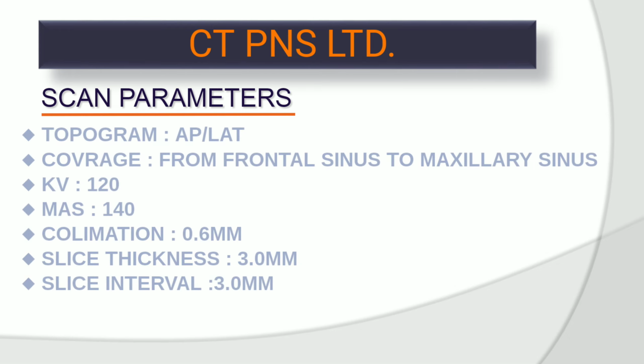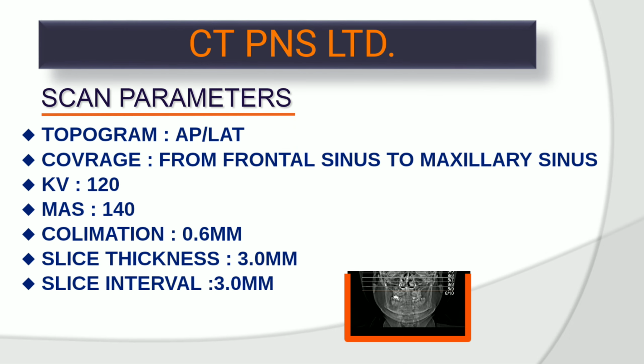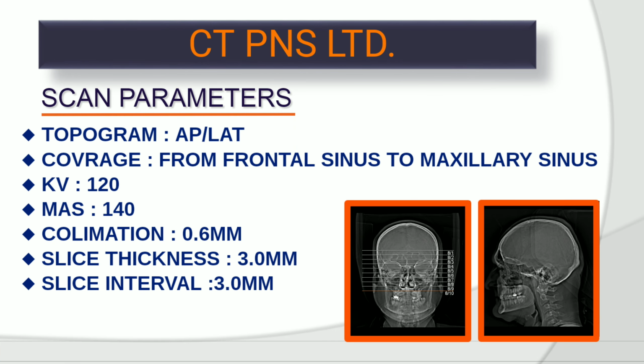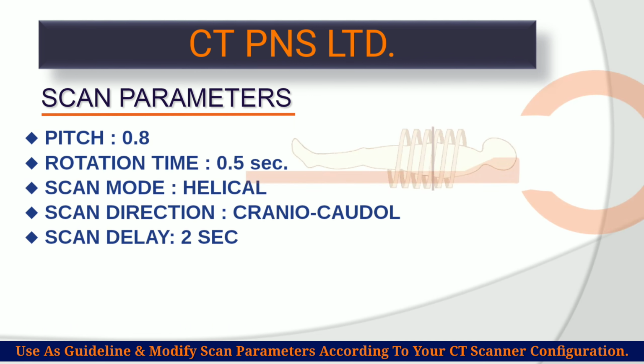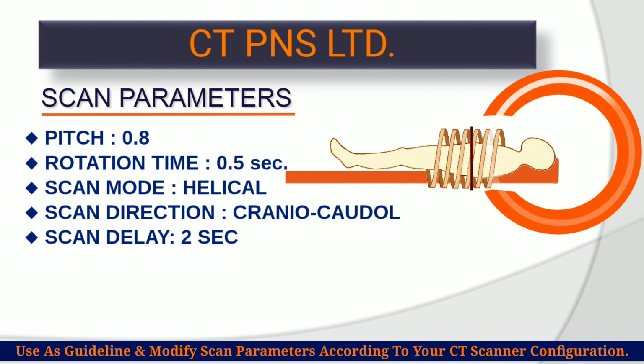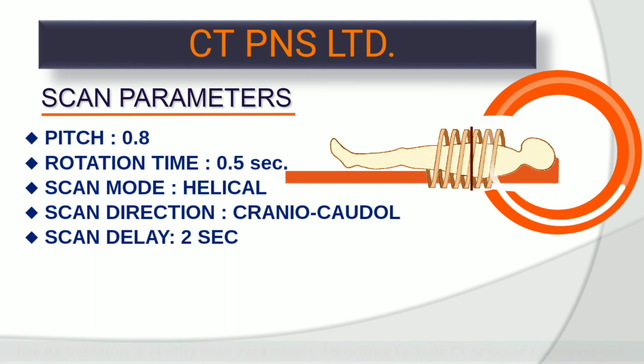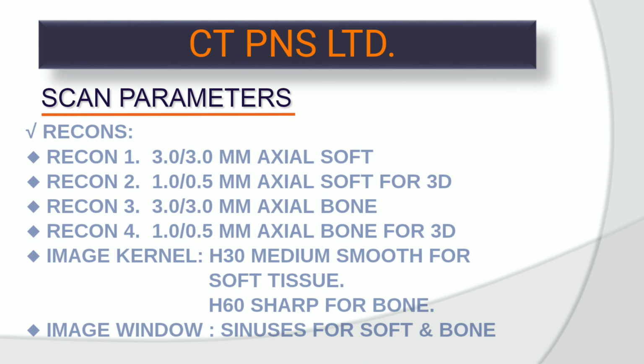Scan parameters: topogram, AP and lateral. Coverage from frontal sinus to maxillary sinus, kV 120, mAs 140, collimation 0.6 mm, slice thickness 3 mm, slice interval 3 mm, pitch 0.8, rotation time 0.5 seconds, scan mode helical, scan direction craniocaudal, scan delay 2 seconds.